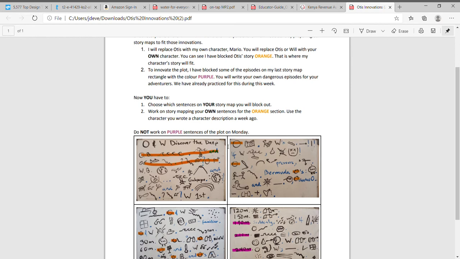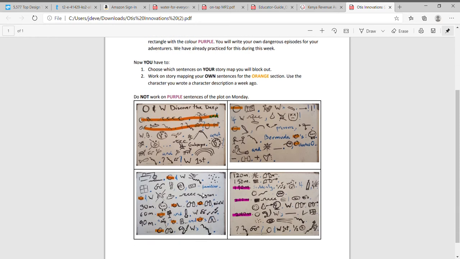We wrote a character description a week ago. You can use the ideas you created for that character description to insert them here. How was the early life of your character? Then you have some other places where Otis comes into play. I can insert Mario in this second and third rectangle of my story map.